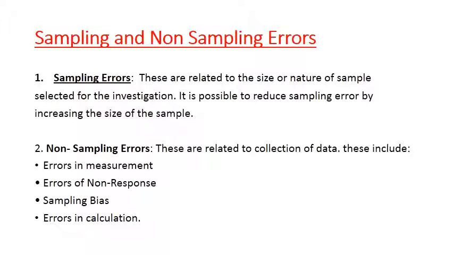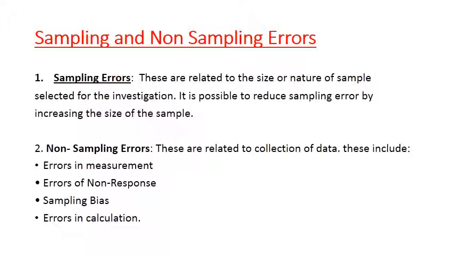But after that, when you are collecting information from that sample, if you are making errors in the collection of information, then those are known as non-sampling errors, and these include errors in measurement, errors of non-response when respondents do not respond, sampling bias, and errors in calculation as well. So these are included in non-sampling errors.